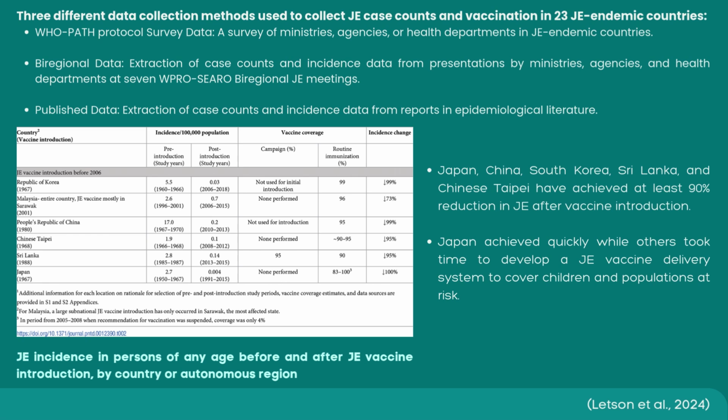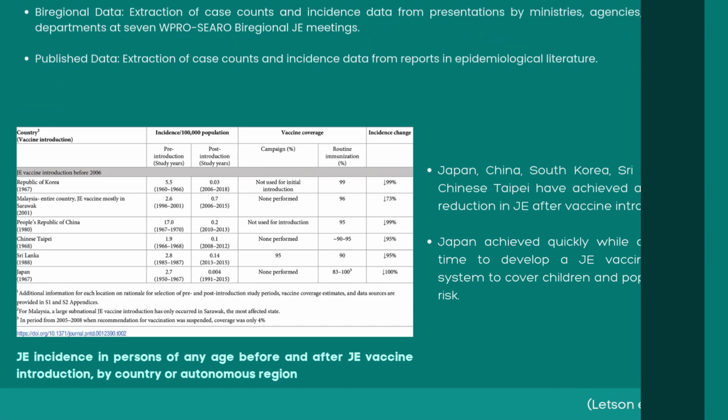Countries like Japan, China, South Korea, Sri Lanka, and Chinese Taipei have achieved a 90% or higher reduction in JE incidence after introducing the vaccine. Japan achieved this quickly, but it took several years for other countries.